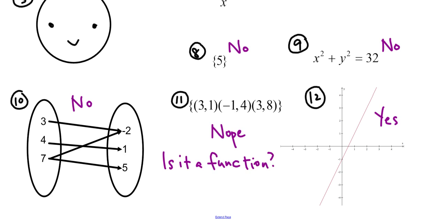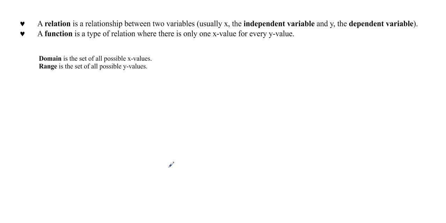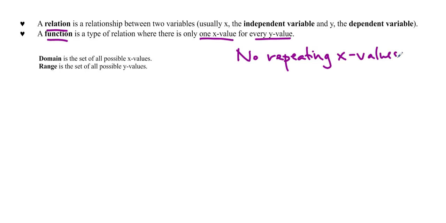Well, what is the definition of a function? Let's look at it. Actually, first, before we talk about functions, we've got to talk about what a relation is. A relation is a relationship between two variables, usually the x and the y, the independent and the dependent. So a function is a type of relation. It's a special type of relation where every x value has only one y value, as in there are no repeating x values. You could have repeating y values, but you can't have repeating x values. So that's how we would figure it out.